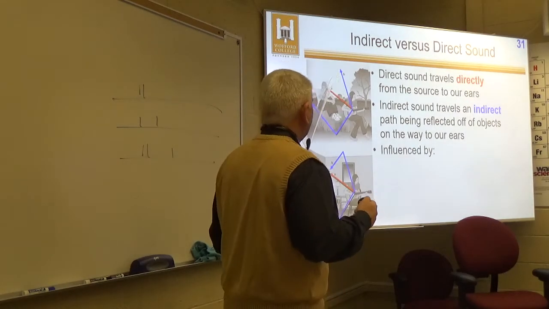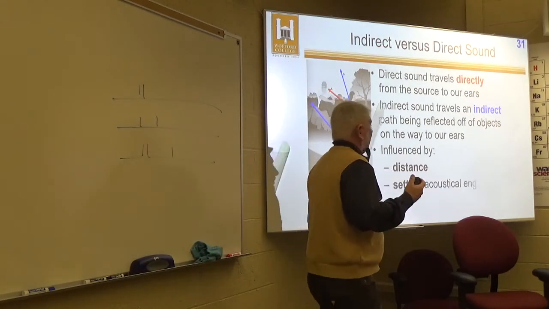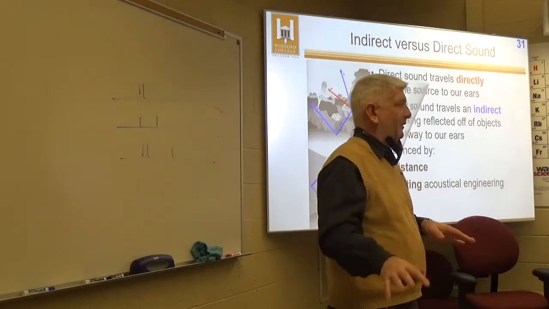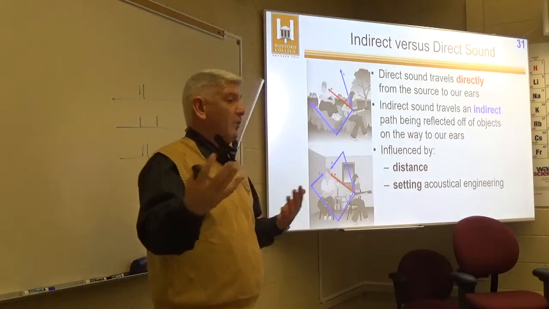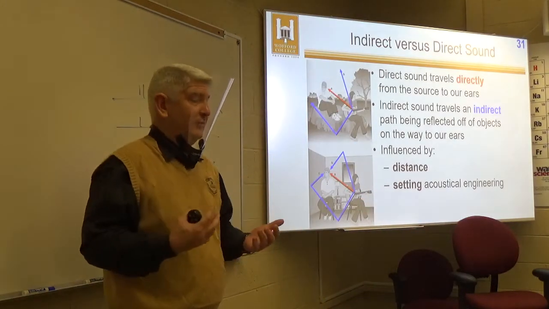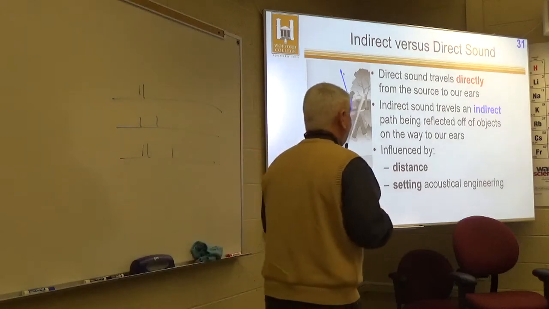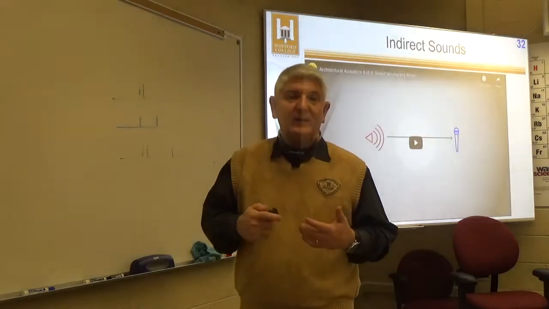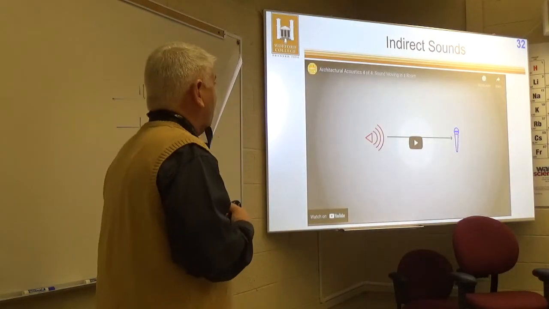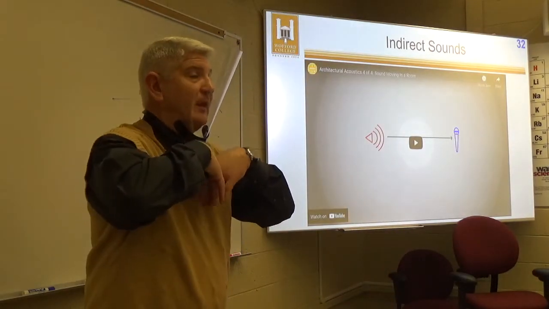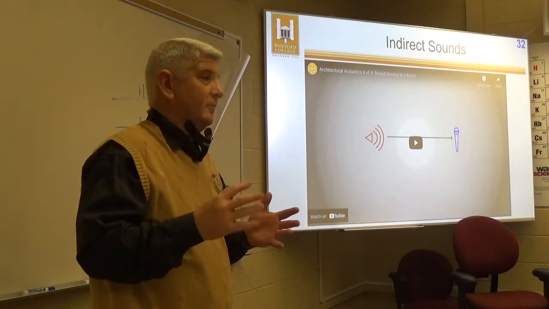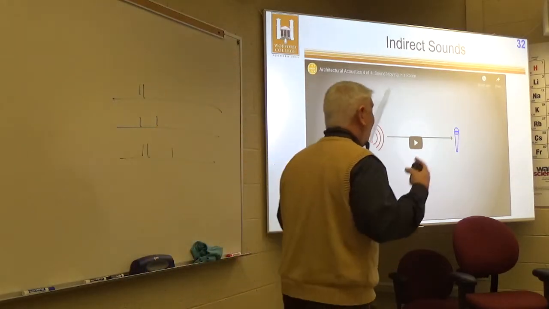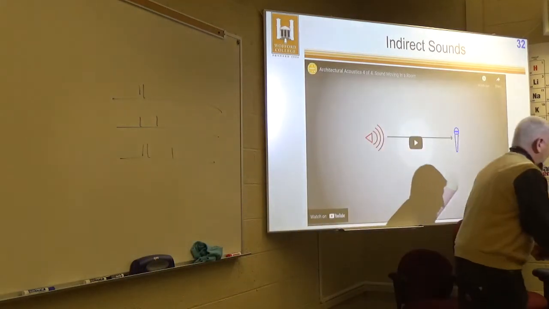That makes a difference. The amount of direct and indirect sound is influenced by distance. We talked about that as a cue to tell how far away a particular sound is. But it's also influenced by the environment. By understanding this, we can engineer environments with acoustic engineering in order to maximize the quality of the sound in that room.